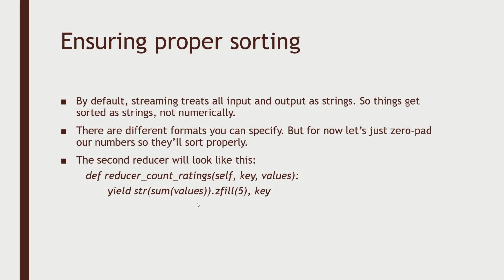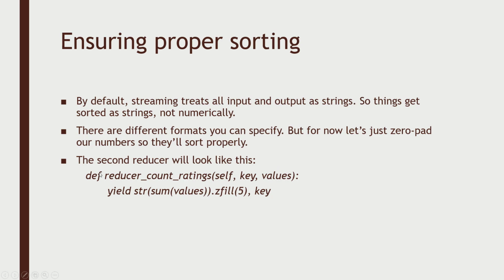So what we need to do is zero pad our numbers so that they sort properly. A little bit of a hack. I mean, there are better ways of doing this. You can actually set Hadoop up to use more structured formats like JSON or something that actually preserves type information while it's using streaming. But just to keep things simple, let's just zero pad our numbers so that they do sort properly when treated as alphabetical strings.